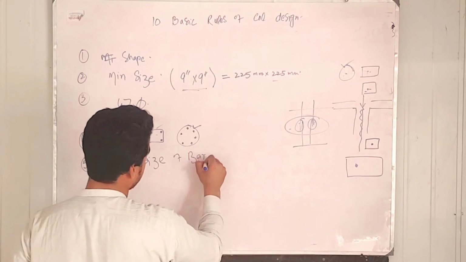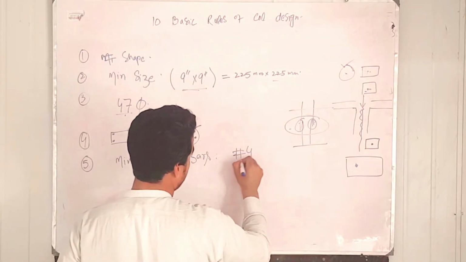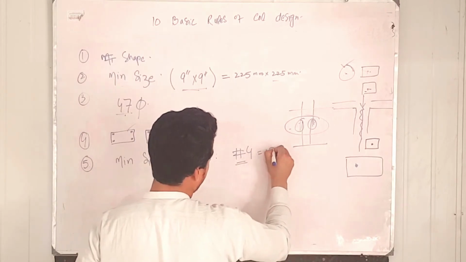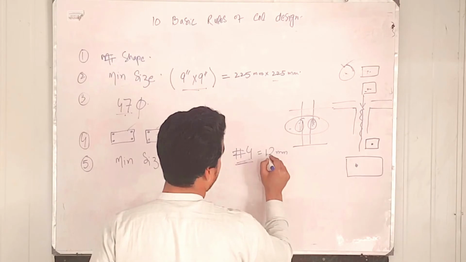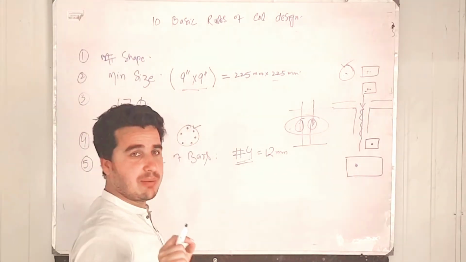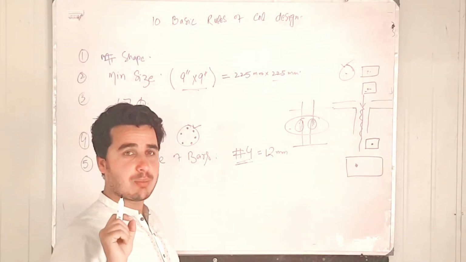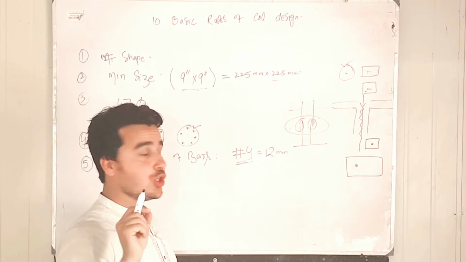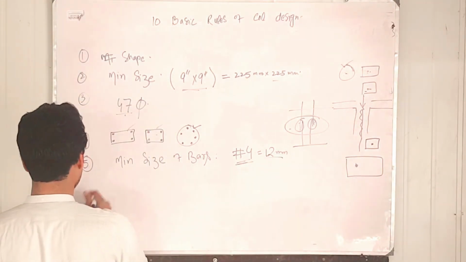The rule number 5 is the minimum size of bars. It will be number 4, which is equal to 12 mm. This is the minimum bar size that you can use as main bars. The main bars, the longitudinal bars, shall have a minimum size of 12 millimeter. This was the rule number 5 for the design of columns.